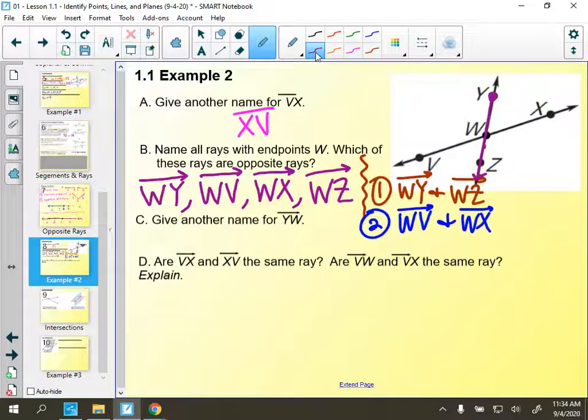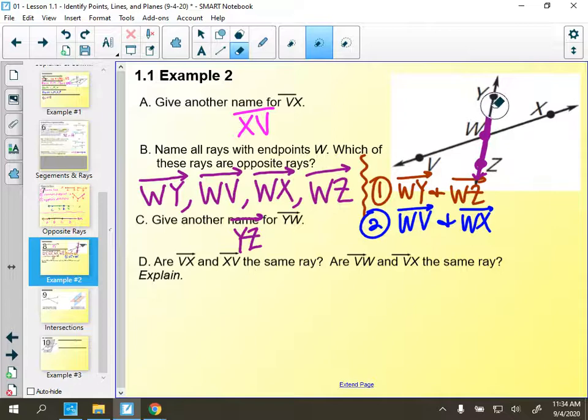I can name that exact same ray in a different way. I just need to name any other point that falls on this side of Y. So I've already used W, ray YW, got us going in this direction. I could also call this ray YZ and be talking about starting at Y, passing through Z. I'm still covering the exact same ground. So we could call ray YZ an alternate name for ray YW.